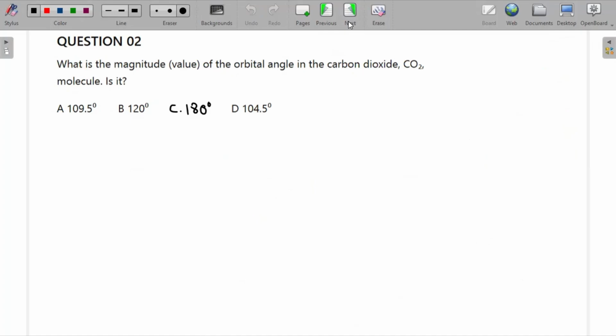Moving forward, question 2 says, what is the magnitude of the value of the orbital angle in carbon dioxide? Carbon dioxide, when you draw its structure, is just carbon in the middle, double bonded to oxygen on one side, and double bonded to oxygen on the other side. So let's find the hybridization state of the central carbon. This central carbon is attached to 1, 2 items or regions of electron density.